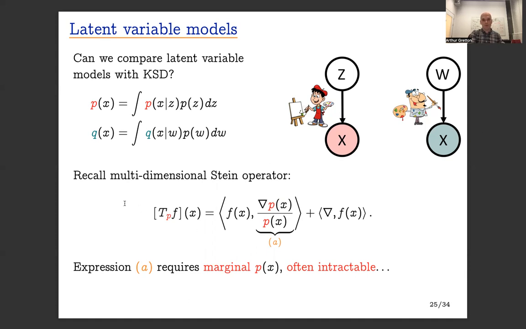Now, recall the multidimensional Langevin-Stein operator. So this is the multivariate case of the univariate example I gave earlier, which is defined as the dot product of f, which is vector valued, and the derivative of p over p, plus the divergence of f. Okay. Now, the expectation of this will be 0 if I take the expectation under P, but this requires the marginal distribution of x in closed form. And as I've said, we don't have it for many interesting models. So what do we do?